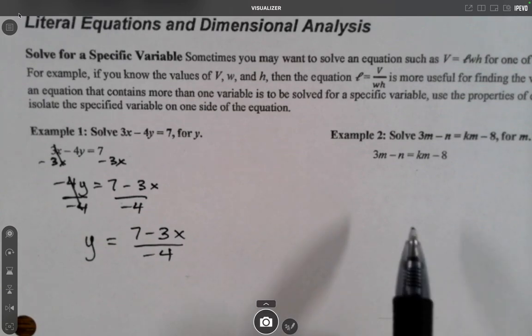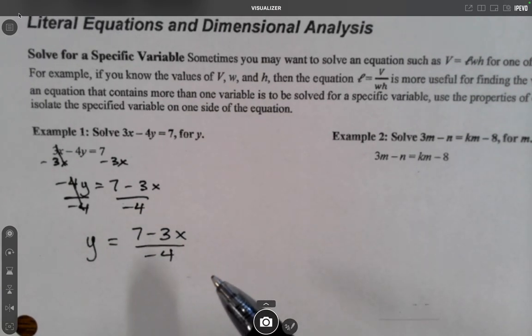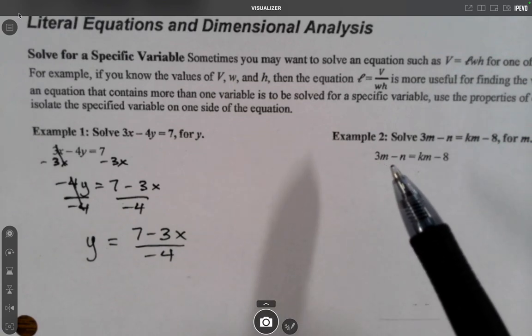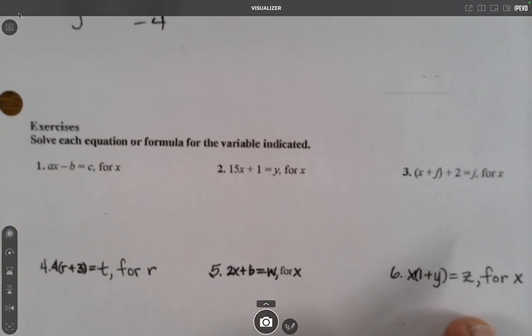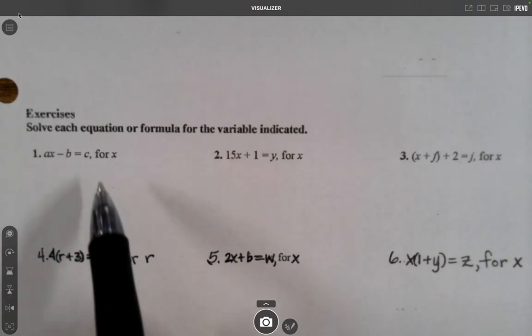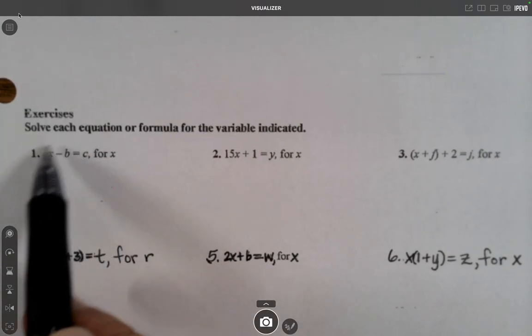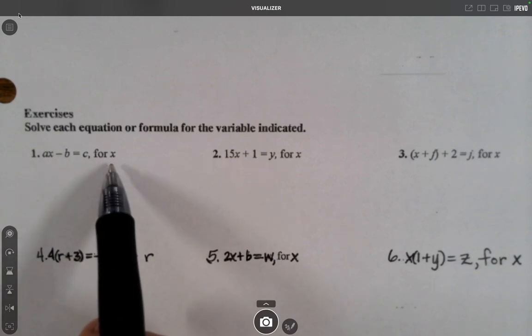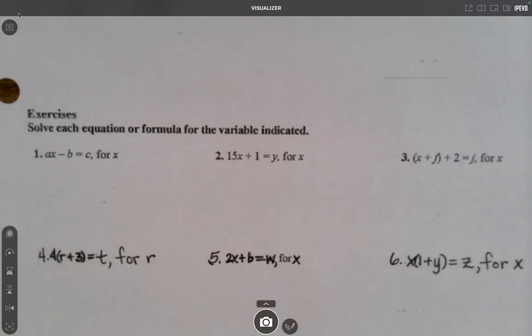Now I'm going to come back and do example 2, but example 1 is a lot more like what you'll see most of the time. Example 2 is a little bit of a harder kind, so I want to do some others of the easier ones before I show you that one. So down here it says solve each equation or formula for the variable indicated. So again, what that means on number 1 is I need to rearrange this equation so that x is by itself. So I need to get the x by itself.